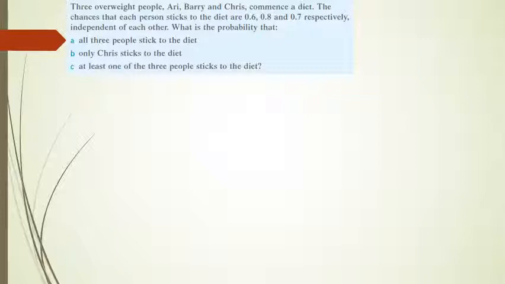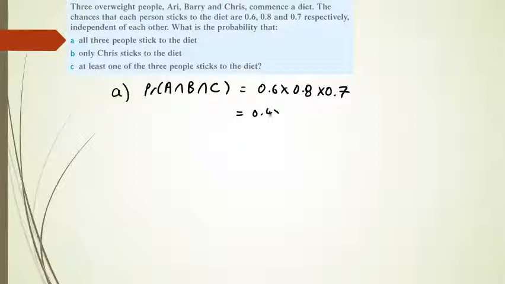Alright, there's 3 overweight people. I don't like this question personally. There's Ari, Barry, and Chris. And the chances of each person sticking to the diet are 0.6, 0.8, and 0.7 respectively. What is the probability that all 3 people stick to the diet? So first one, probability of A intersection B intersection C, because we want them all to stick to the diet, so it's 0.6 times 0.8 times 0.7. So it's 0.48 times 0.7.